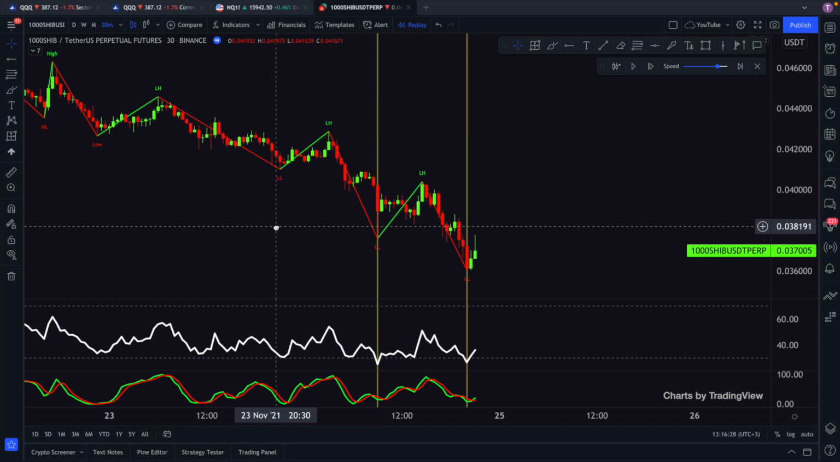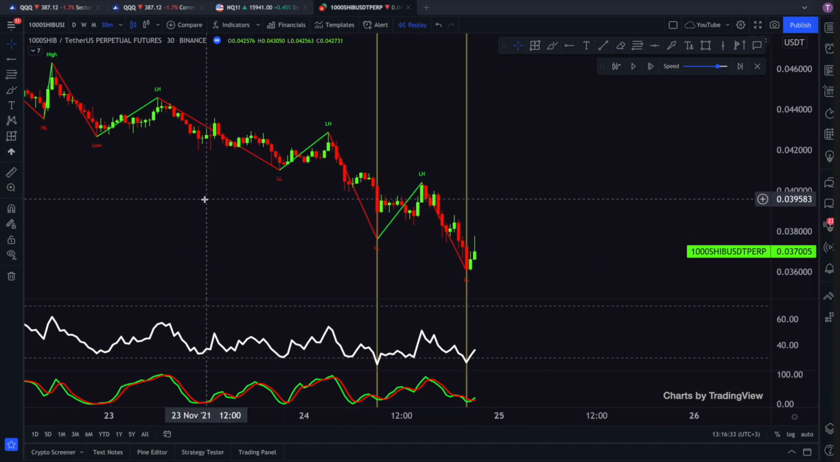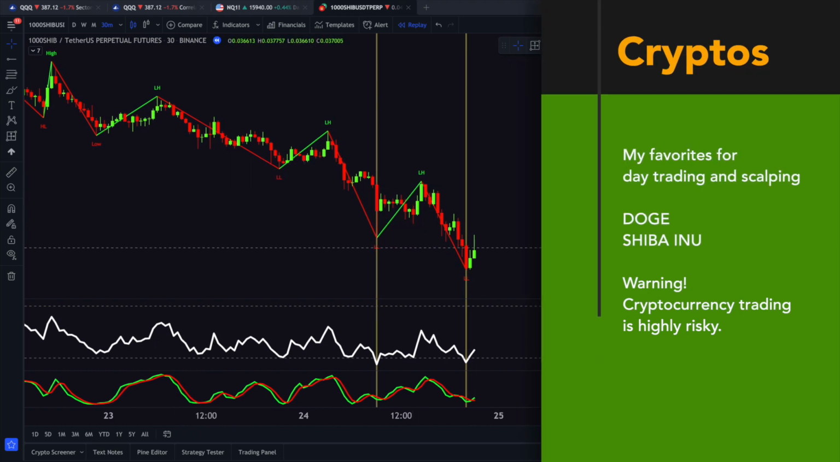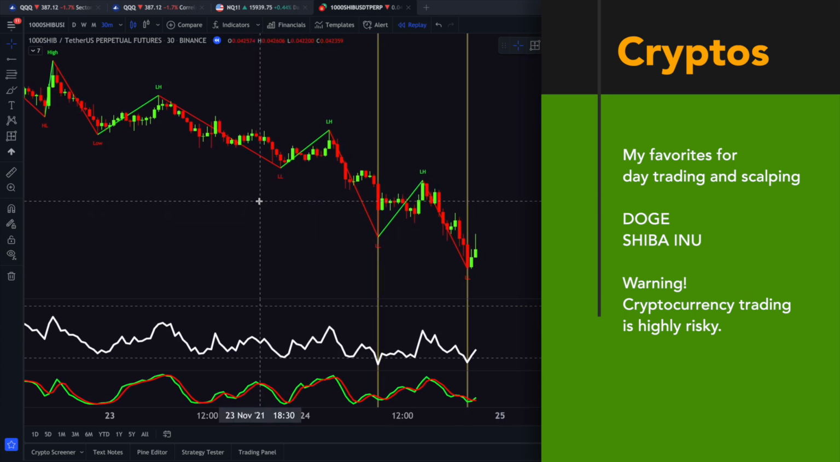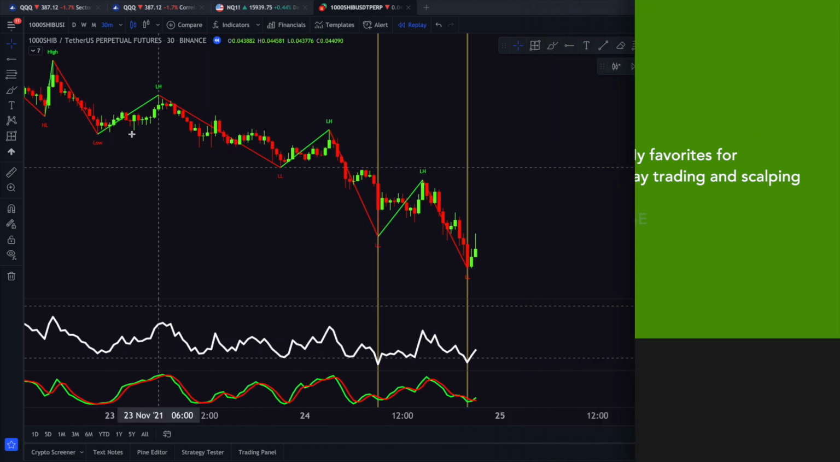There are some coins I cannot have enough of day trading and scalping. These are Dogecoin and Shiba Inu coin. I'm sorry, I'm pretty bad with the names and the pronunciations. However, these two give me so much money in a short time. At the same time, the risk is also greater.